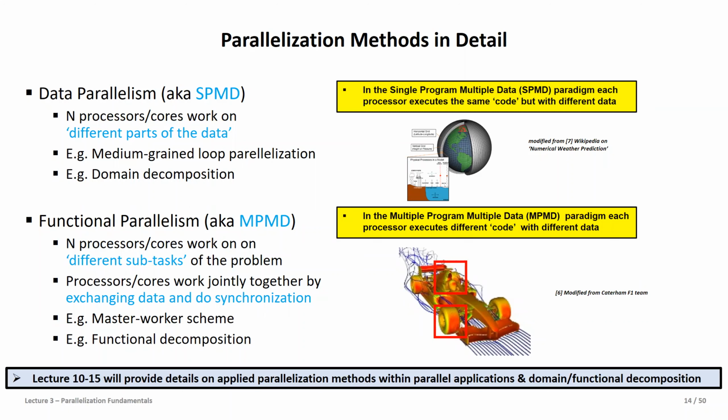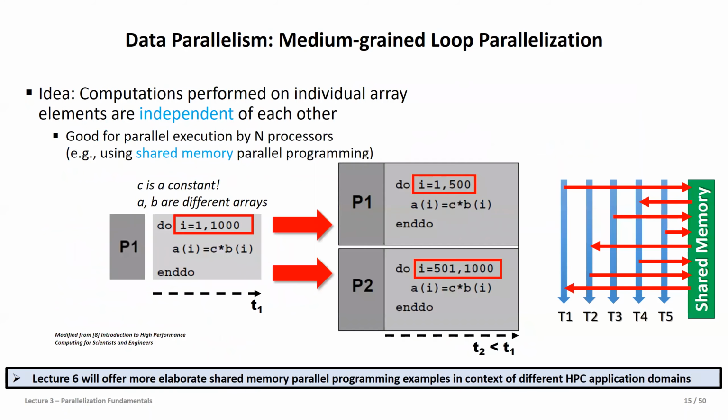But we will see in lectures 10 to 15, then in later parts of this lecture, how this is really reflected in different parallel application domains, why people are adopting different strategies, right? Because it depends heavily on your application domain problem how you do the parallelization, where it's beneficial.